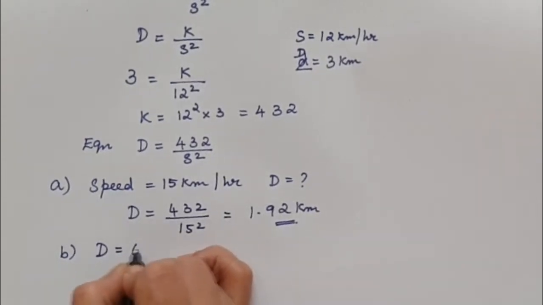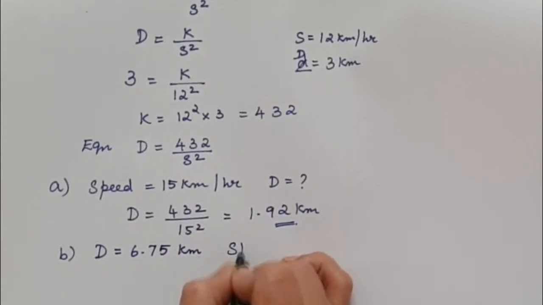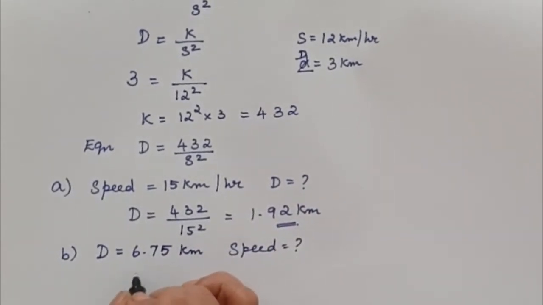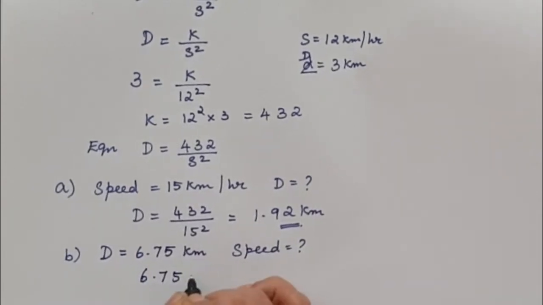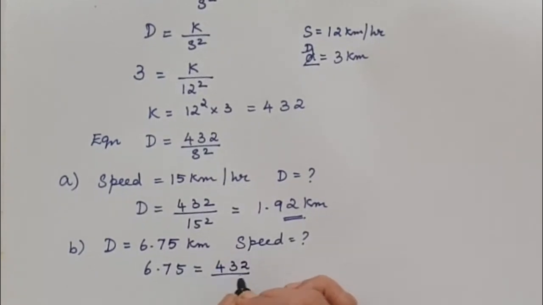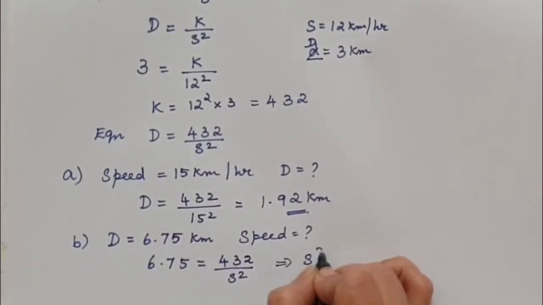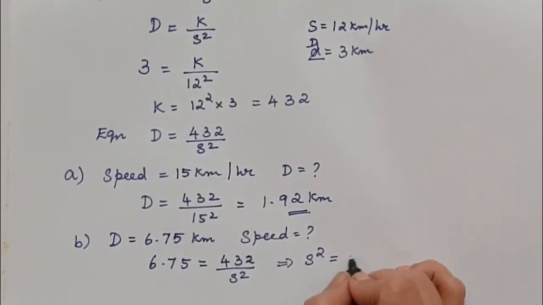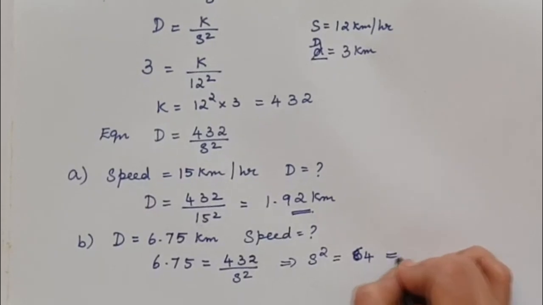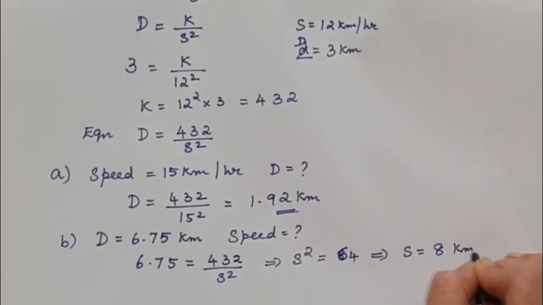Then the B part, distance is 6.75 kilometers. We need to calculate the speed. So substitute in that. So it will be 6.75 will be equal to 432 divided by s squared. Which implies s squared will be equal to 64. Use your calculator, you'll get 64. So s will be equal to square root of 64, which is 8 kilometers per hour.